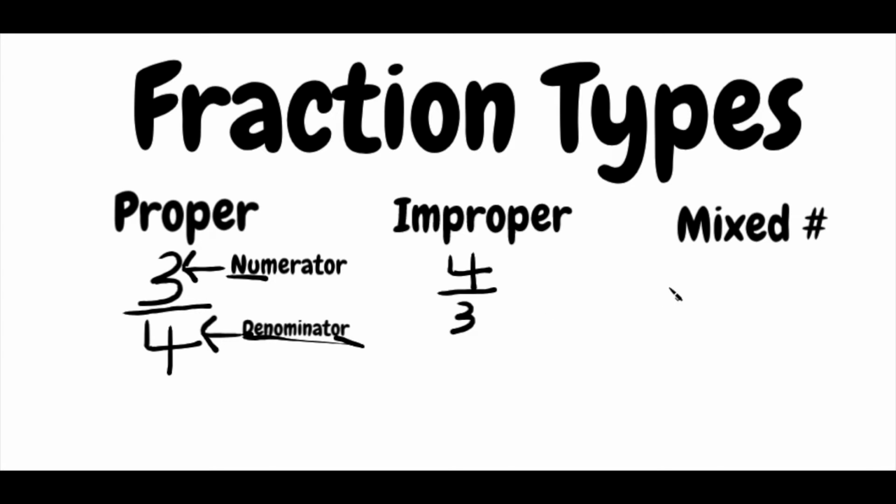So a mixed number is going to have a whole number out front, like a 2, and this is just an example, so let's say 2 2/5 maybe. But the point is it's going to have a whole number and it's going to have a fraction with it.